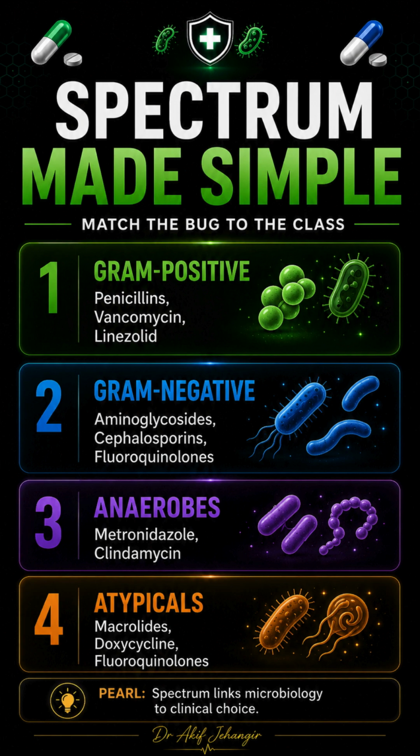Now that we know the mechanisms, let us simplify the spectrum. For gram-positive organisms, remember penicillins, vancomycin, and linezolid. For gram-negative organisms, think of aminoglycosides, cephalosporins, and fluoroquinolones. For anaerobes, the key drugs are metronidazole and clindamycin. For atypical organisms, remember macrolides, doxycycline, and sometimes fluoroquinolones. This is not a full prescribing guide, but it helps you connect microbiology with clinical decision-making.